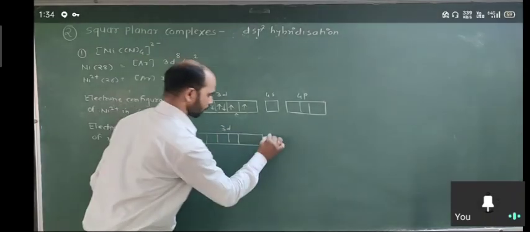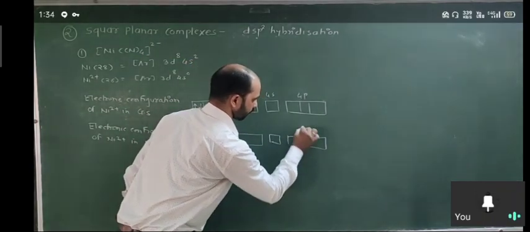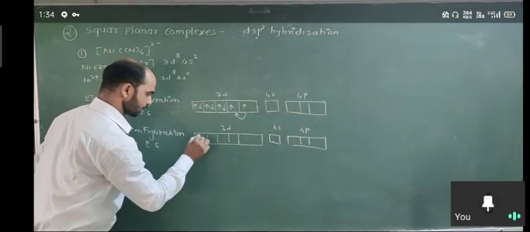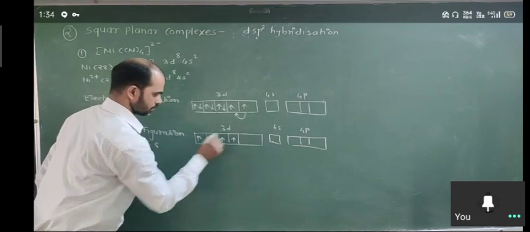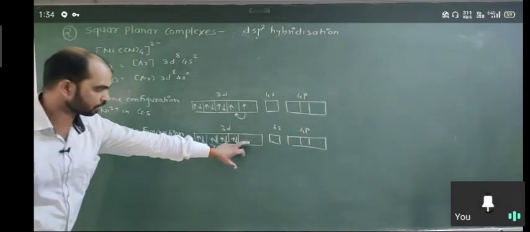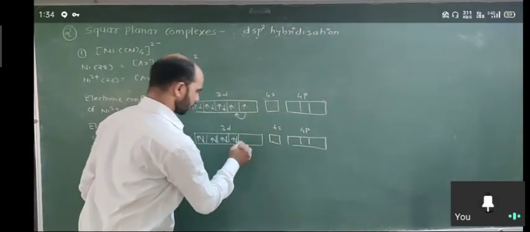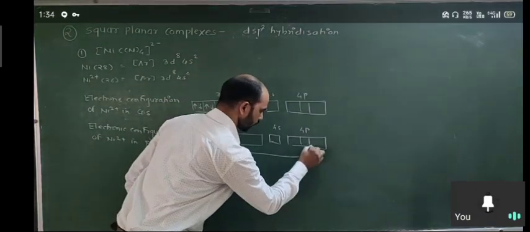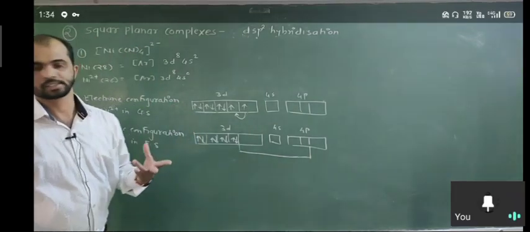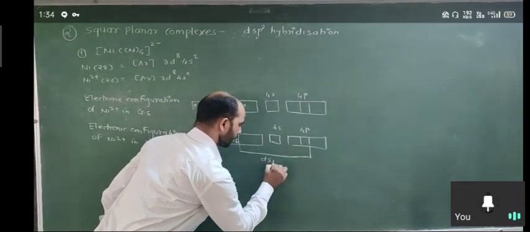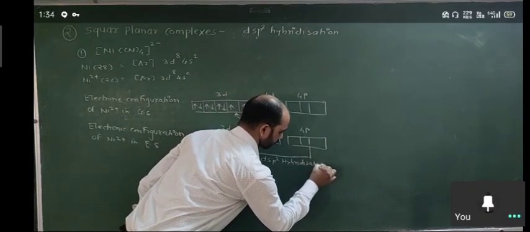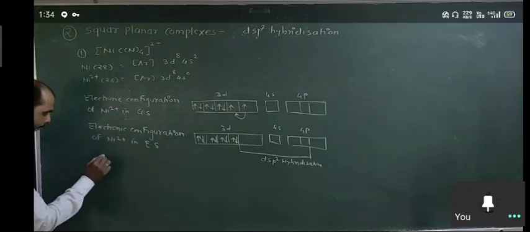3d, 4s, 4p, right? So in 3d there is a pairing of electrons, that means all the 8 electrons are occupied in the 3d orbitals and one of the d orbitals is empty. So the central ion undergoes, and the coordination number is 4. So d is used, 1 s is used, so we only need two p orbitals. So which hybridization does it undergo? dsp2 hybridization.